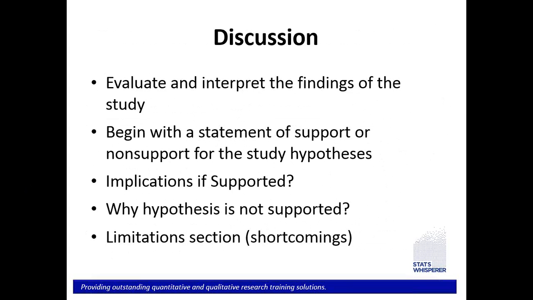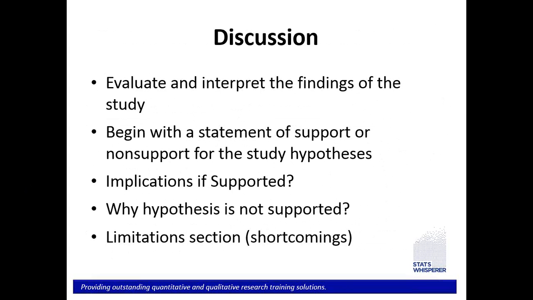Now, our discussion. Here's where we evaluate and interpret the findings of the study. So it's not hard to understand. We're going to begin with the statement of support or non-support for the study hypothesis. Then we'll discuss, if the hypothesis is supported, why was that so?